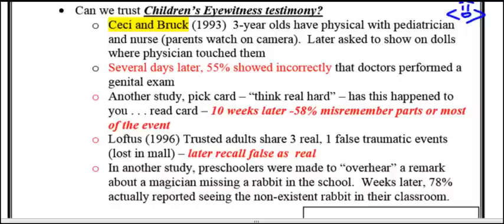Well, some famous studies. In 1993, Ceci and Bruck, a couple other very famous, well-known researchers on eyewitness testimony, had 3-year-olds, with permission of parents, have physical examinations with pediatricians and a nurse, and were later asked to show on dolls where the physicians had touched them, and 55% showed incorrectly that the doctors performed a genital exam, but they did not. So there were some false memories in that case.